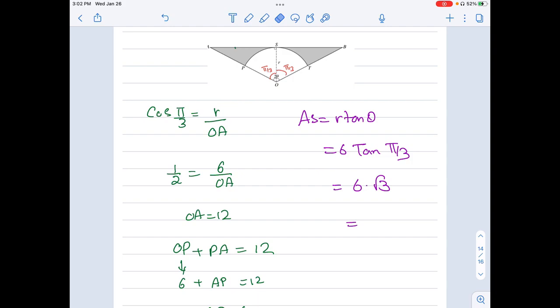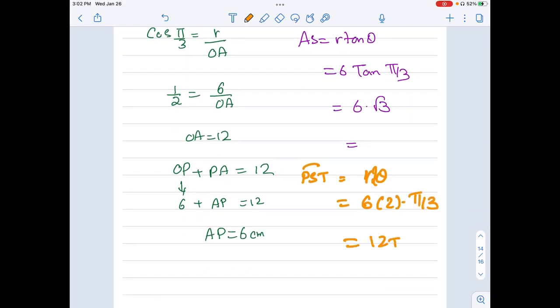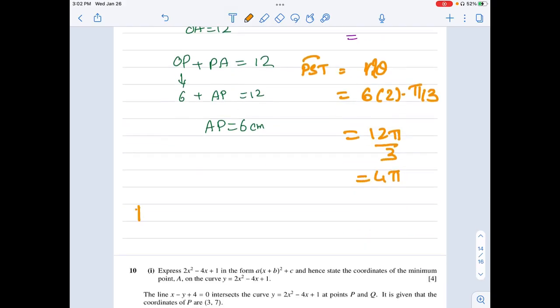So what am I going to find? Length of the arc PST. PST arc's length is nothing but R theta, R 2 theta. So R is 6, times 2 times theta. Theta is pi upon 3. So it is 12 pi upon 3, which is 4 pi.